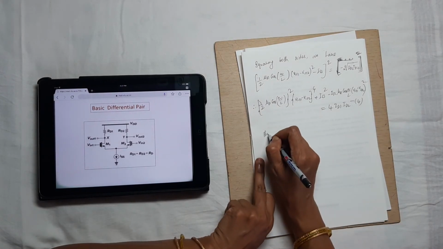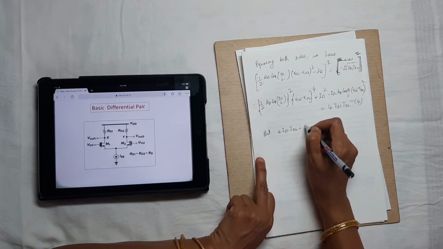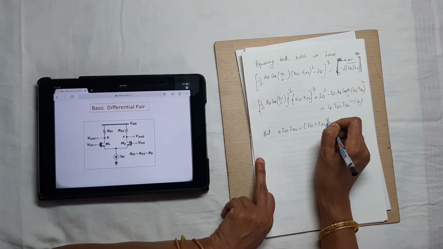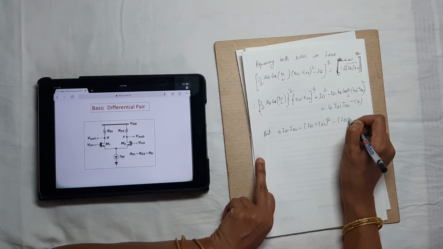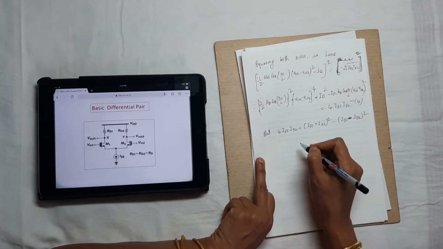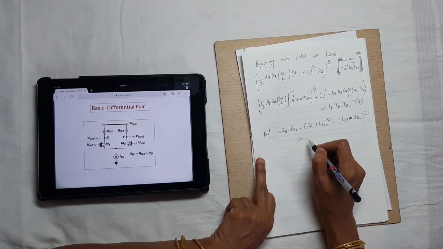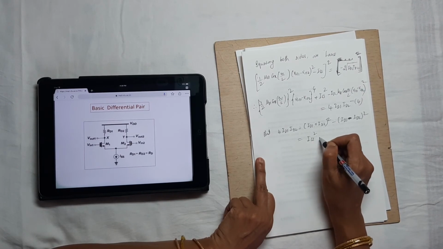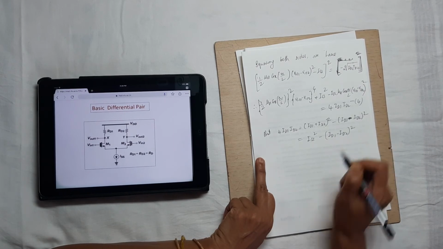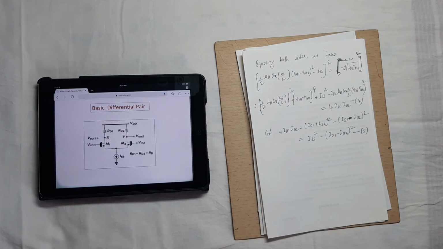But 4 times id1 id2 is given as (id1 plus id2) whole bracket square minus (id1 minus id2) whole bracket square. And id1 plus id2 we have seen it as it is equal to ISS. Therefore, it is ISS square minus (id1 minus id2) whole bracket square. Let us call this as equation number 5.